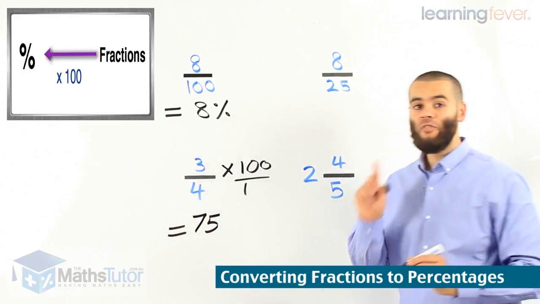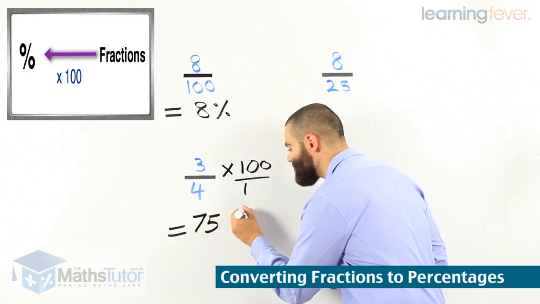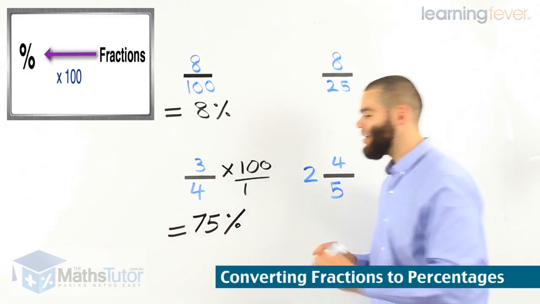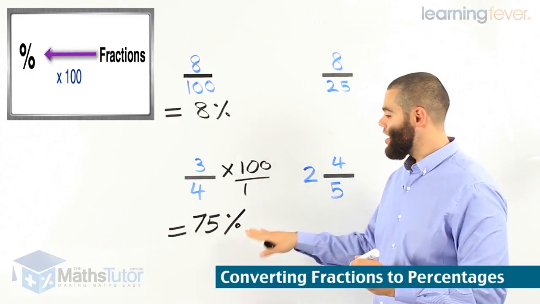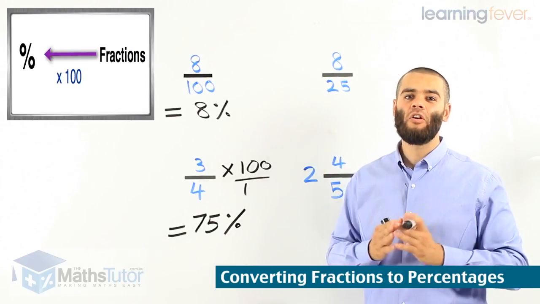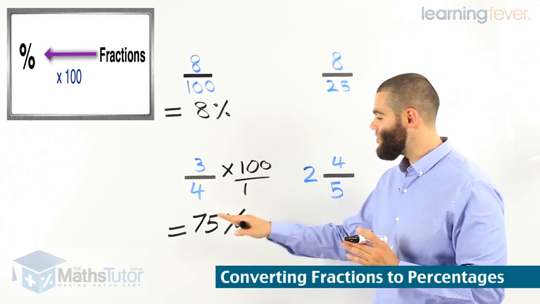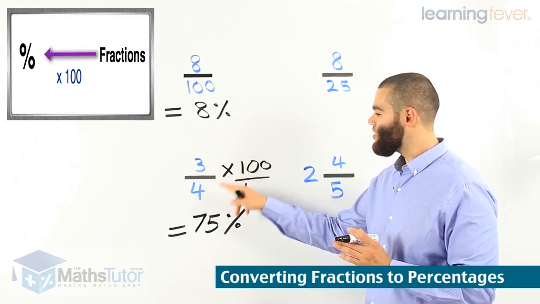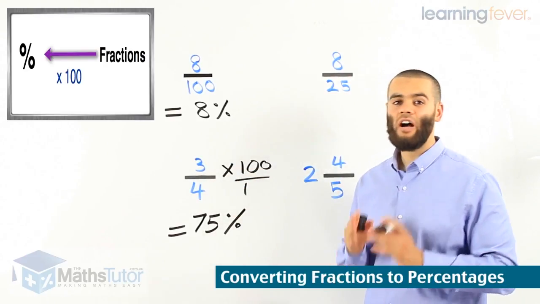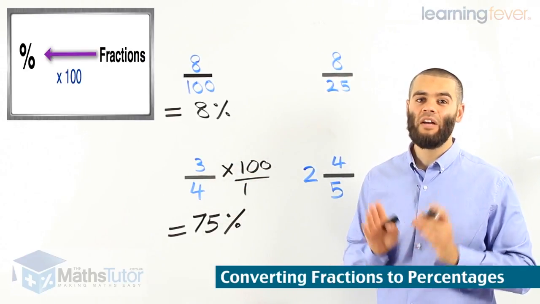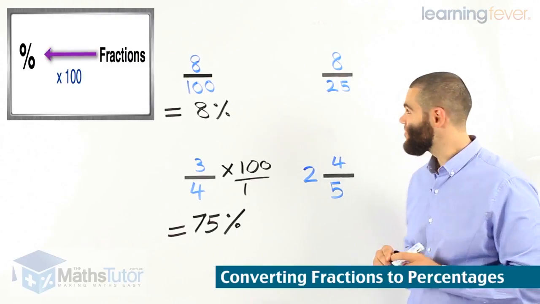You're going to get 75. And very important, you must put your percent sign. I've seen kids, they do the work and they forgot the percent. The answer is totally wrong. Very important, 75%. 3/4 times 100 over 1 is 75%, which means 75 out of 100.